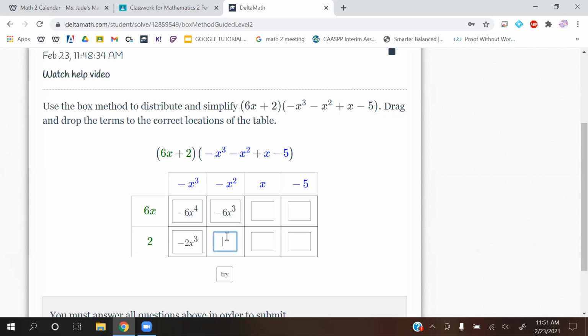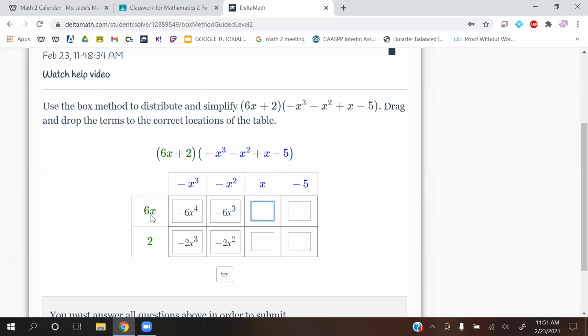Okay, then the one underneath, we're going to get 2 and the negative x squared. So in total, that's negative 2x squared. The negative 2 comes from the 2 multiplying by the negative, and the x squared comes because there's a negative x squared over here, and there's no x's here, so we're just left with only x squared.